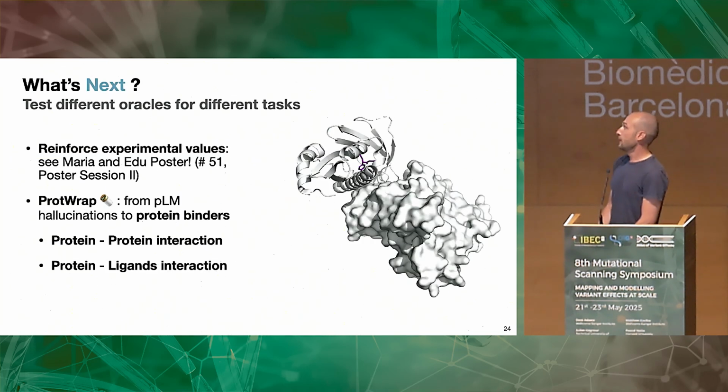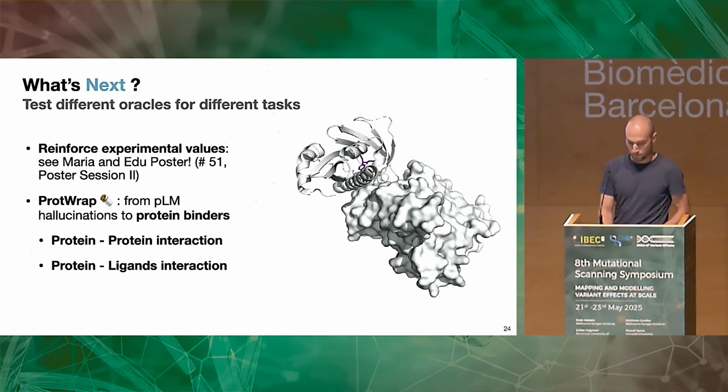What is next? Currently, we're trying to reinforce using experimental values and trying to close the loop: iterate in a fast fashion, producing sequences, scoring with experimental data and feeding back to the model multiple times. This work is made by Maria and Edu, and they also have a poster, number 51, later. We're also trying to apply reinforcement on a bigger scale, for example starting from hallucinations and then reinforcing to produce proteins that are binders, so protein-protein interaction, but also binding to ligands.